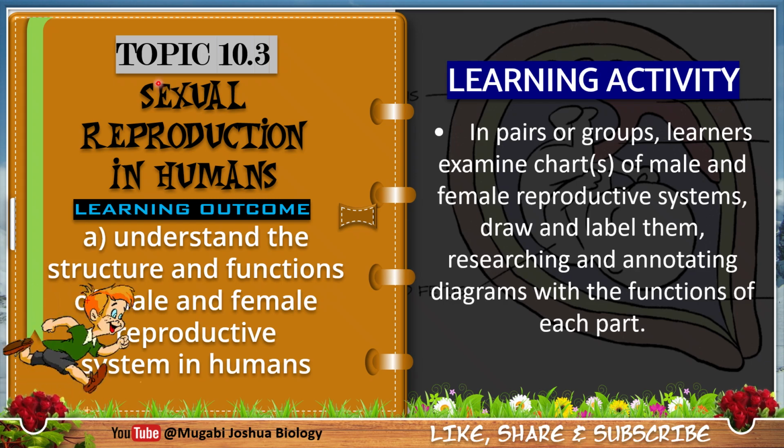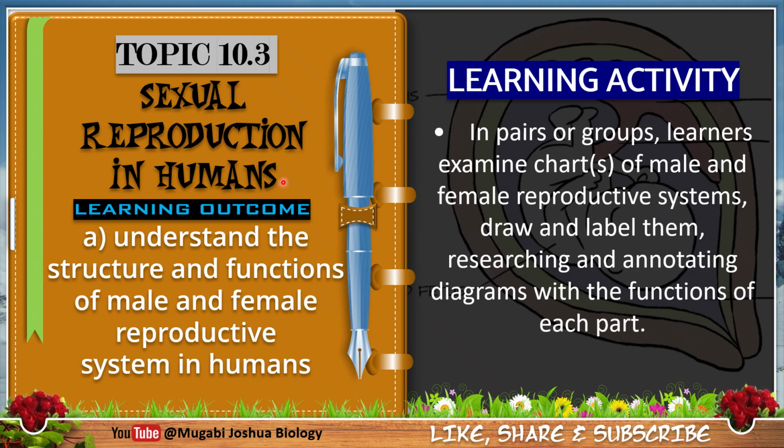Thank you very much for participating in topic 10.3, sexual reproduction in humans. We have been looking at learning outcome A. Understand the structure and the functions of the male and female reproductive system in human. We have been looking at the learning activity whereby in pairs or groups, learners examine charts of a male and female reproductive system. They draw and label them, researching and annotating diagrams with functions of each part.